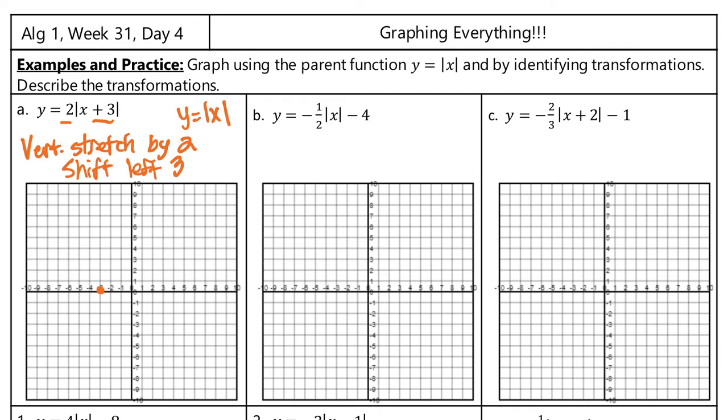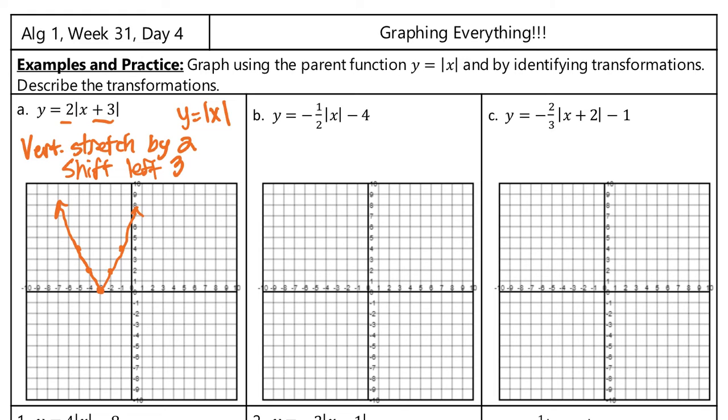And so from that vertex, I'm going to go up 2 and over 1 instead of up 1 and over 1. Then I'm going to do it again. Then I'm going to go the other way. And remember, it makes a V, not a straight line. And so there we go. Vertical stretch by 2, shift left 3.